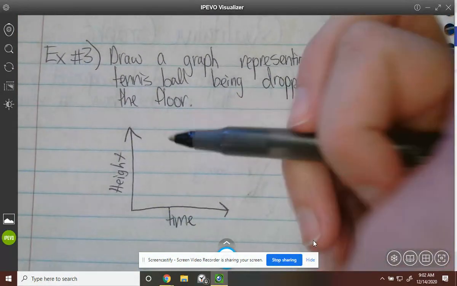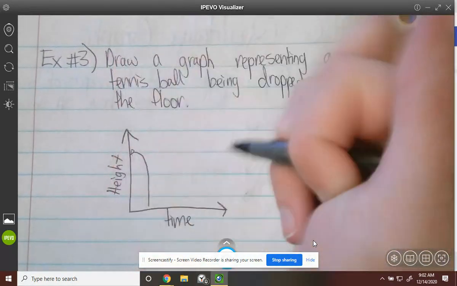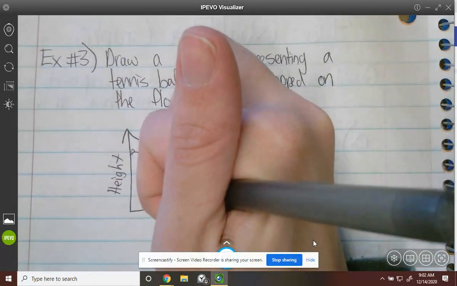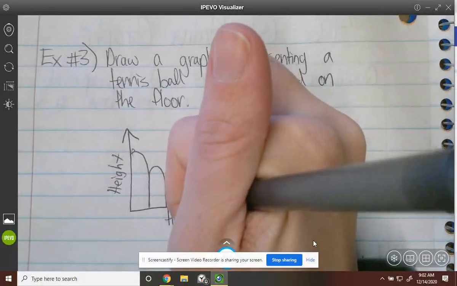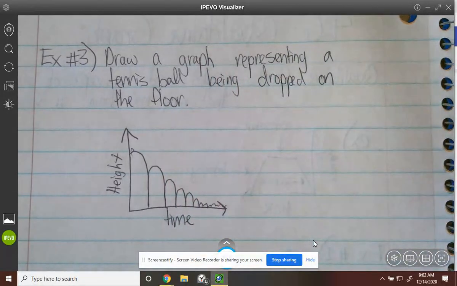Okay, so we're holding the tennis ball up here. We're going to drop it. It's obviously going to hit the floor. And then what happens? It's going to bounce back up, but not as high. Hit the floor again, bounce back up. Just going to keep doing this until it's just like rolling or it stops.